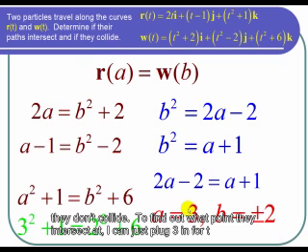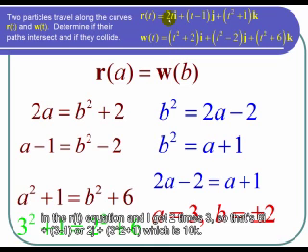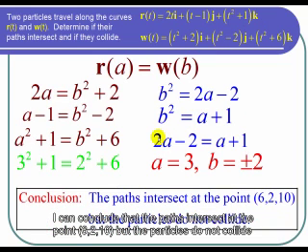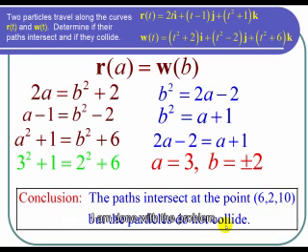To find out what point they intersect at, I can just plug in 3 for t in the r of t equation, and I get 2 times 3, so that's 6i, plus 3 minus 1, or 2j, plus 3 squared plus 1, which is 10k. So I can conclude that the paths intersect at the point (6, 2, 10), but the particles do not collide. And I'm done with the problem.